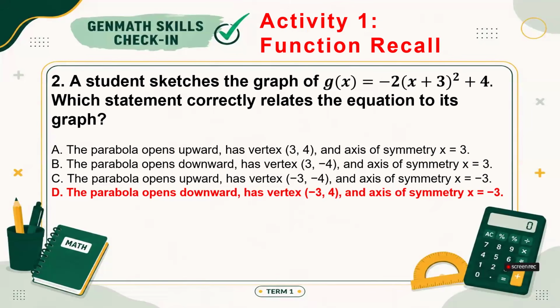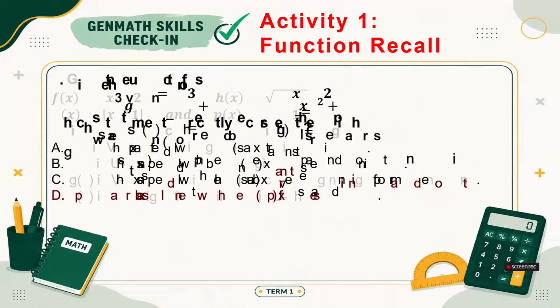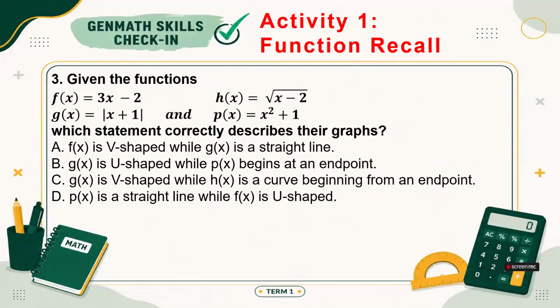The parabola opens downward and has vertex (-3, 4), and its axis of symmetry is x equals h. But since h is negative 3, then your axis of symmetry is x equals negative 3. Remember the formula for the axis of symmetry? It's x equals h. Now let us proceed to the third item. Now we have four functions here. Let's identify each one without graphing.